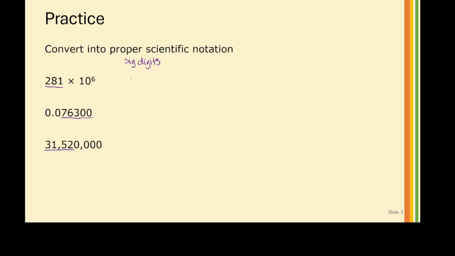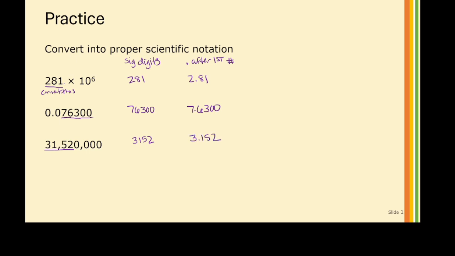So my significant digits here, I'm just going to convert this part, since this is already expressed as a power of 10. So I'm going to take the 281, and here I have 76300, and here I have 3152. Okay, now I have to express it with the decimal point after the first number. So 2.81, and this would be 7.6300. This would be 3.152.